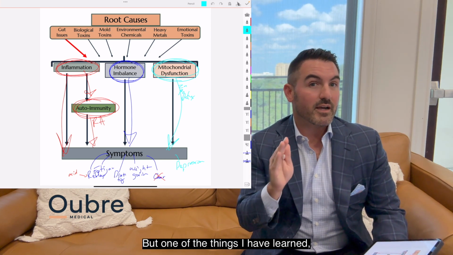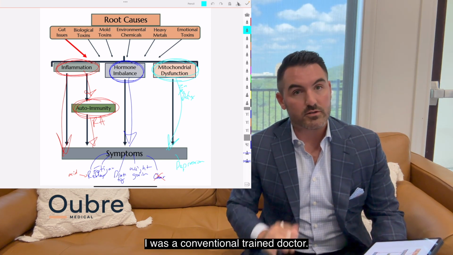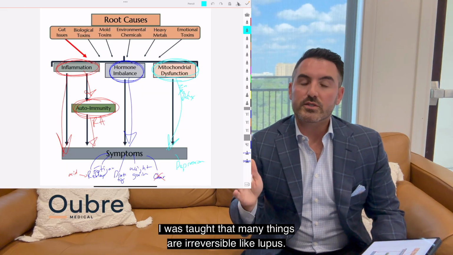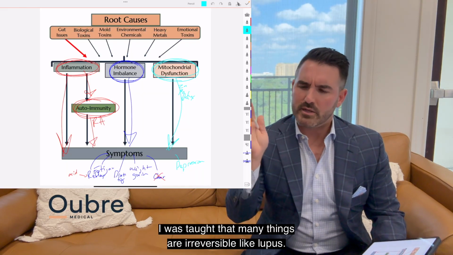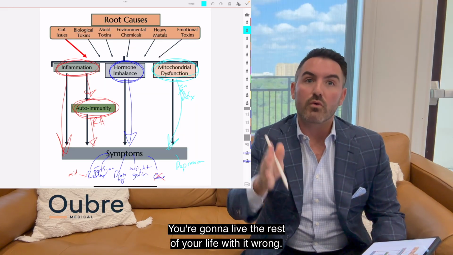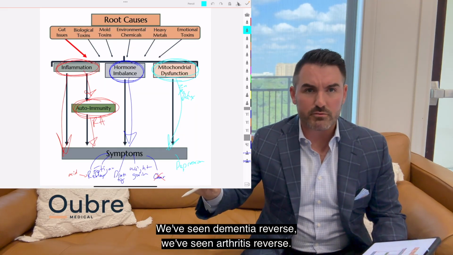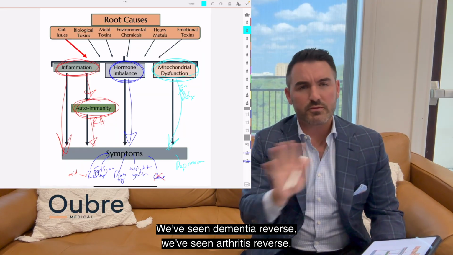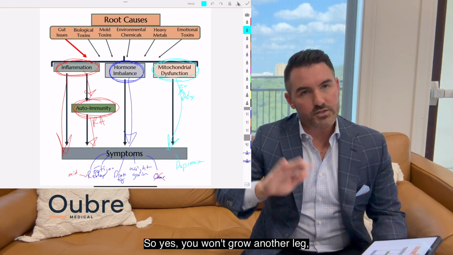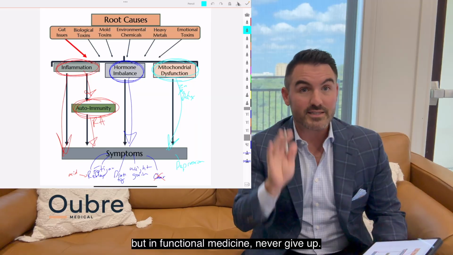But one of the things I have learned, I was a conventionally trained doctor, went to regular medical school. I was taught that many things are irreversible, like lupus. You're going to live the rest of your life with it. Wrong. We've seen lupus reversed. We've seen incredible things reversed. We've seen dementia reversed. We've seen arthritis reversed. So yes, you won't grow another leg, but in functional medicine, never give up.